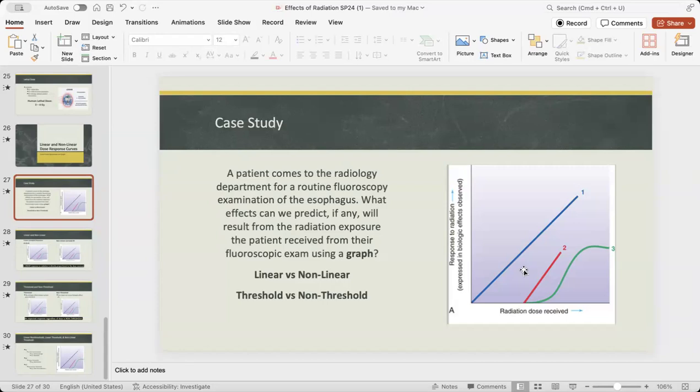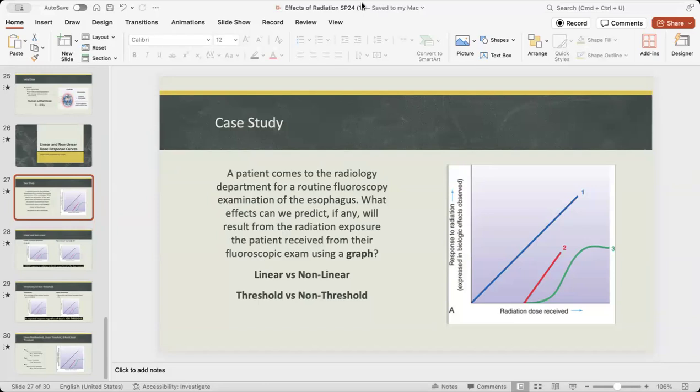A patient comes to the radiology department for a routine fluoro exam of the esophagus. What effects can we predict, if any, will result from the radiation exposure that the patient received from that exam? Can anybody tell me their thoughts on that?